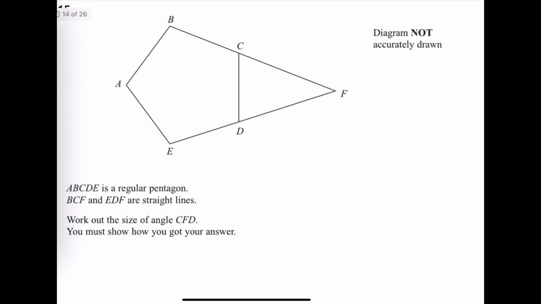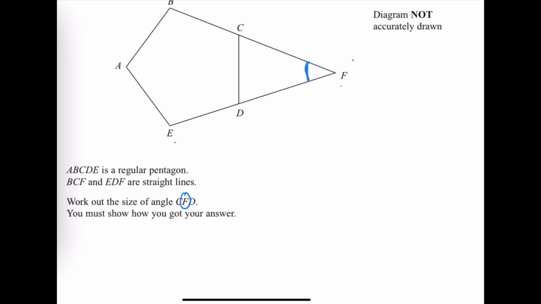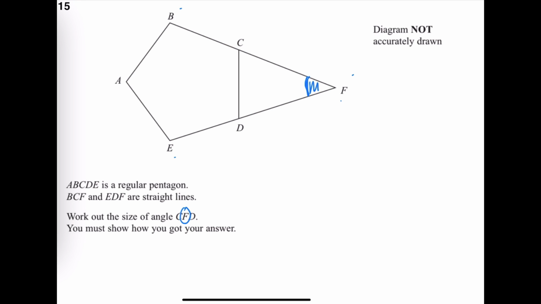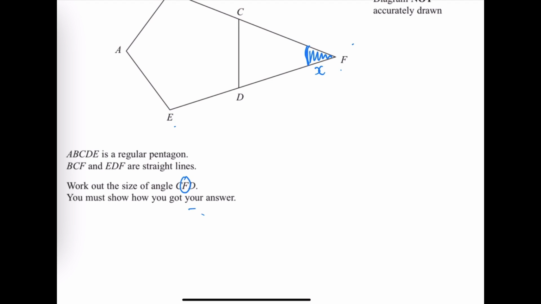15. ABCD is a regular pentagon, and BCF and EDF are straight lines. This to this straight line, and here to here straight line. Work out the angle CFD. So CFD just means the middle one over here. We're trying to find that angle. So this is the angle we're trying to find. This is x. Show how you got your answer.